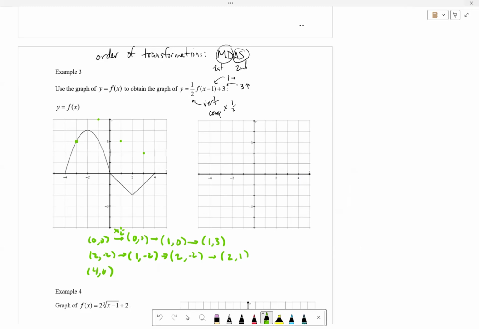Okay, so there's one more point. Jack, did you already get the last point? This one right here. The compression takes it to... and then plus one, and plus one, so yeah, 5, 0 and then 5, 3.